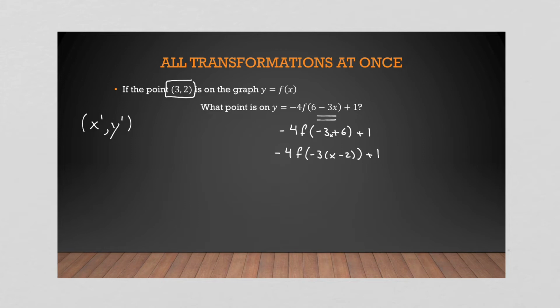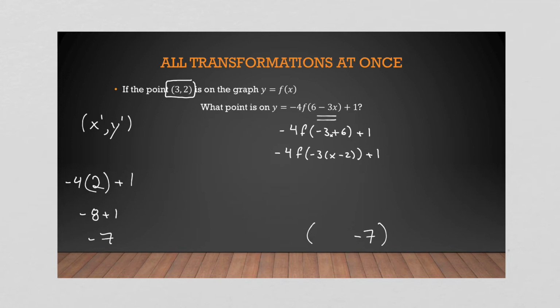So what is happening to this? Again, let's look at our y value first. Our original y value was a 2. We are multiplying it by -4. And then we are adding 1. So our new y value is going to become -8 plus 1. Our new y value becomes -7. Okay, so then what is happening to our x value?